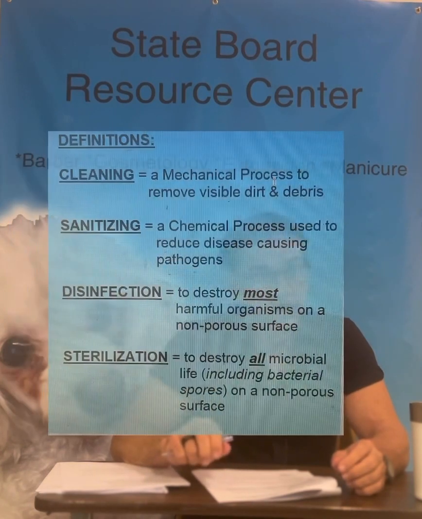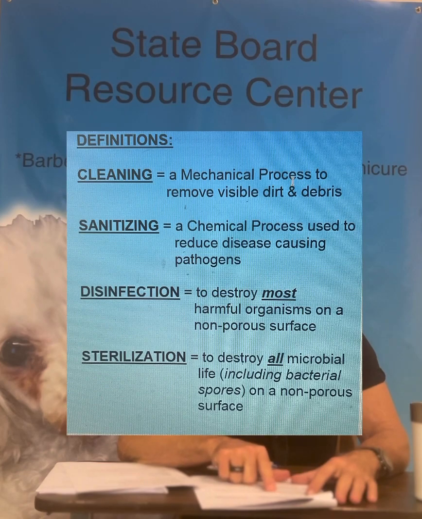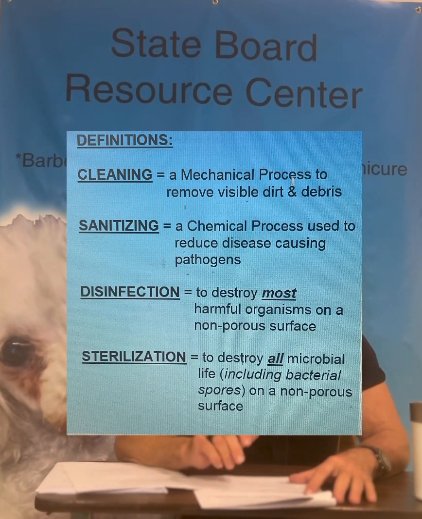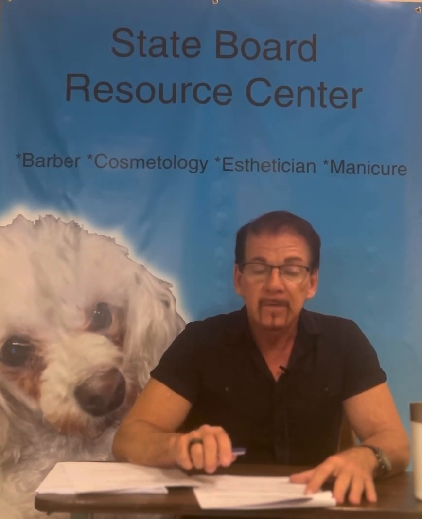Now, the next one we've got is disinfection. I'm going to read it. Disinfection will destroy most all harmful organisms on a non-porous surface. You will see it says destroy most harmful organisms on a non-porous surface. It will not destroy bacterial spores. This is why it says it will destroy most harmful bacteria. It will not destroy the spores. They're like the eggs almost of the bacteria. Okay? And it only works on a non-porous surface.